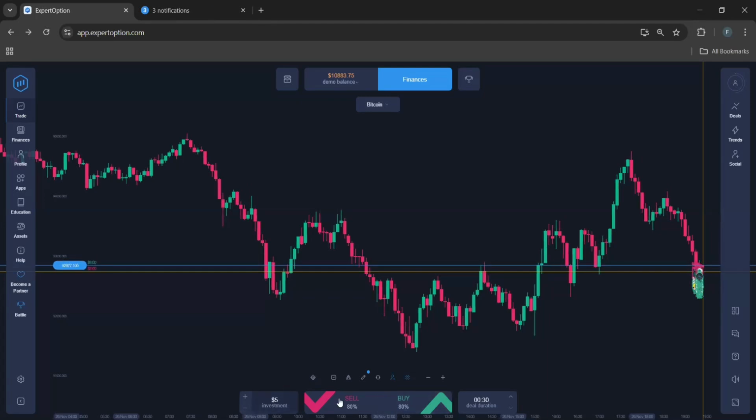So if you press sell and it goes your way, you will have 80% return, including your investment. What's 80% of $5? Hold on, guys. Let me see. 80% of $5 is, I think, $4. Yeah, $4, okay? That's 80% of $5. Now, if you click on sell and it goes your way, you will get $9 in return, $9 in total. That is what it means.